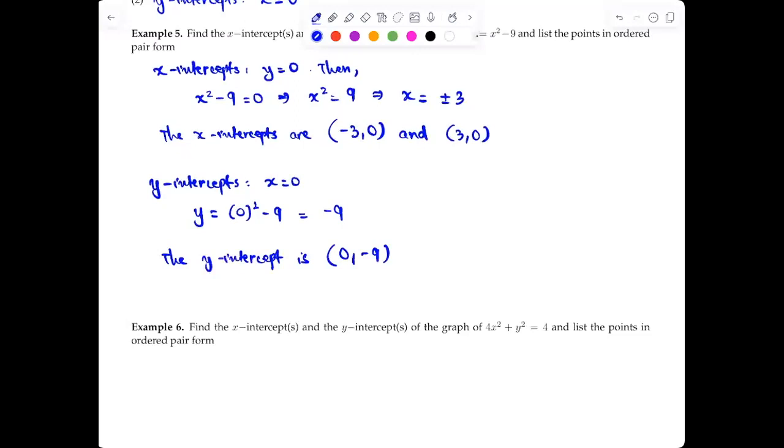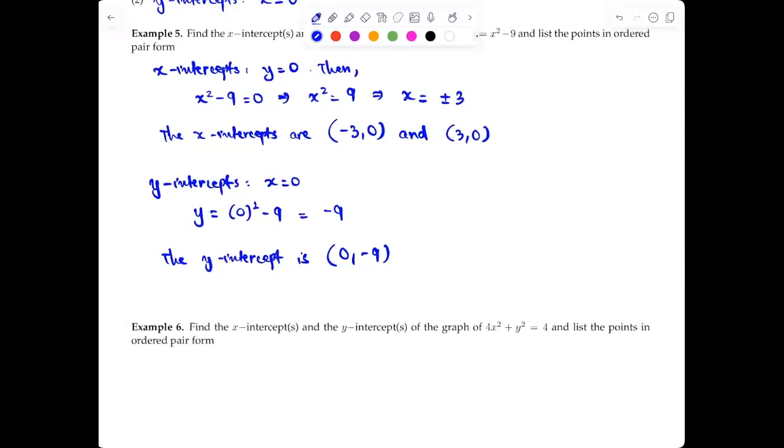So let's take a look at example 6. It's going to be very similar to example 5. That is, you need to find x and y intercepts given the following equations. Again, when you try to find the x-intercept, you set y equal to 0. When you find the y-intercept, you set x equal to 0. You okay with that?